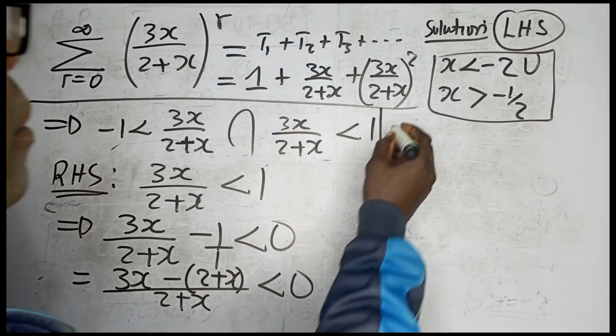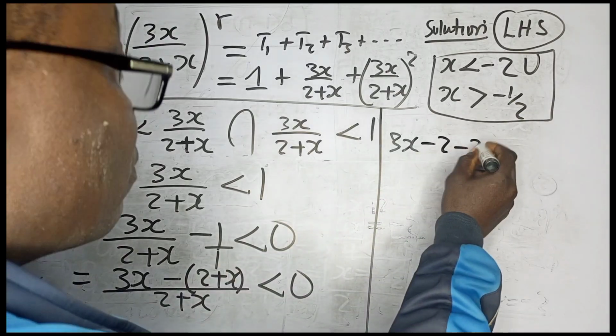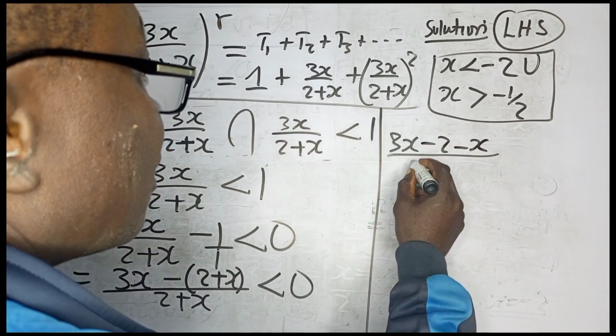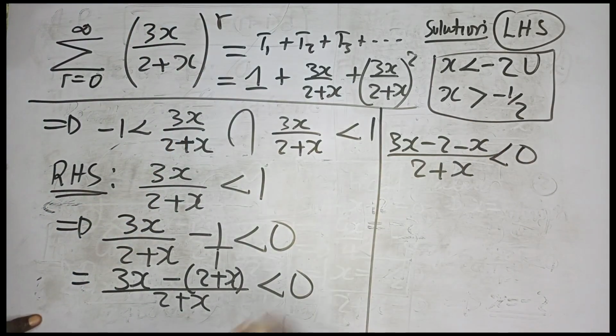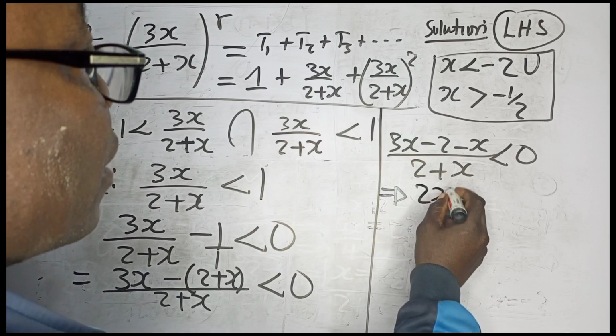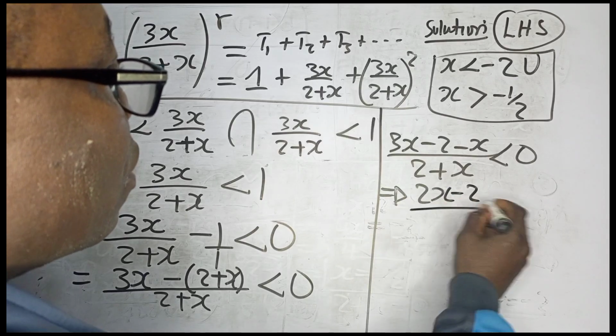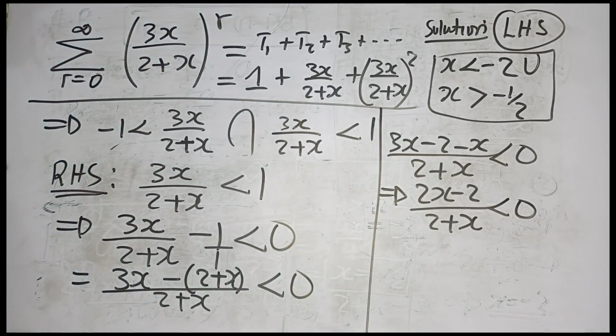So we simplify. We have 3x, open this parenthesis, -2 minus x, all over 2 plus x, less than 0. So 3x minus x is 2x. We have 2x minus 2 all over 2 plus x less than 0.